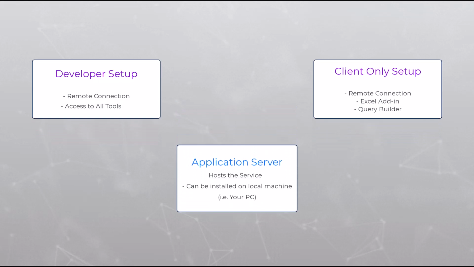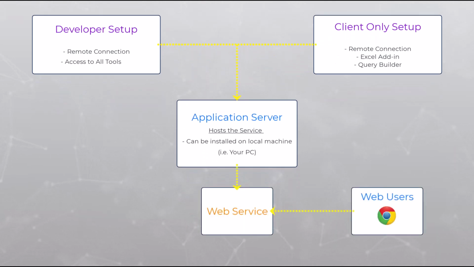Developer setup has a remote connection to the application server and allows access for most Sharperlight functionality, and the client-only setup limits the user to mainly Excel add-in access, Query Builder, and publish reports. Web users require no installation on their end, as they simply view established reports through a web browser.